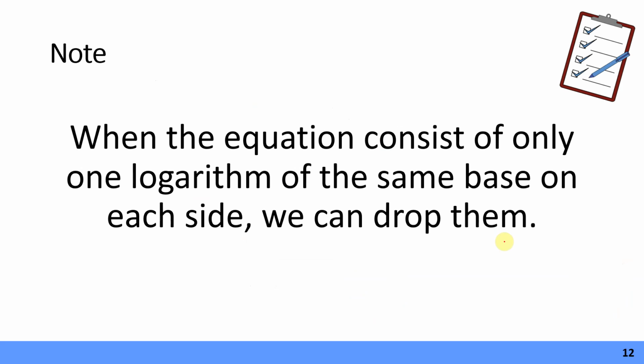When you have an equation that consists of only one logarithm on each side of the equation, but they have the same base, we are going to be able to drop them. So this is something new, but it's going to come in handy very nicely for the next couple of problems. Make sure you remember this. When you have one logarithm, and by this, I mean only logarithms.